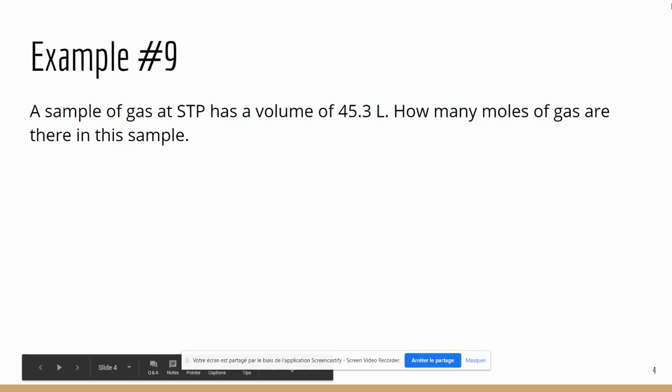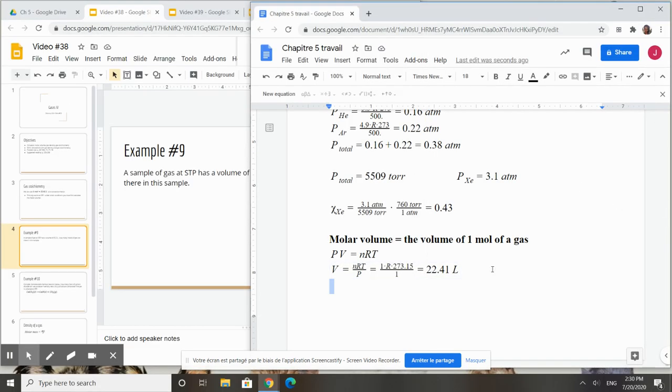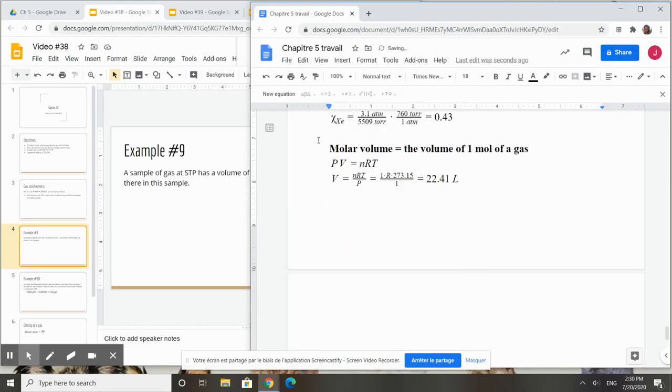Pause here. Right, so this one is pretty straightforward, just doing a little unit conversion here. The 22.42 does not impact sig figs, so I'm going to round to 3 significant figures. So 2.02 moles.